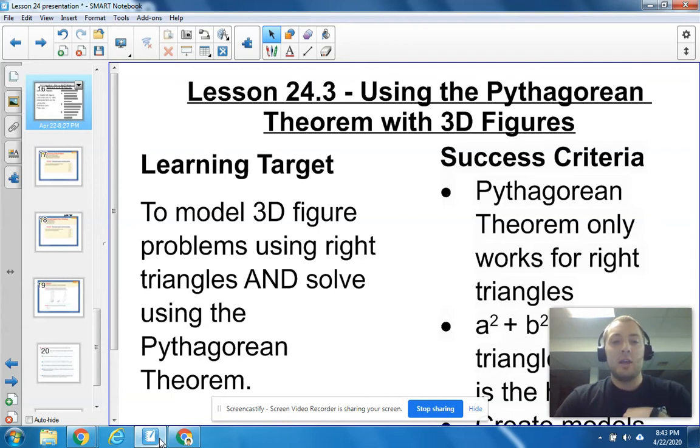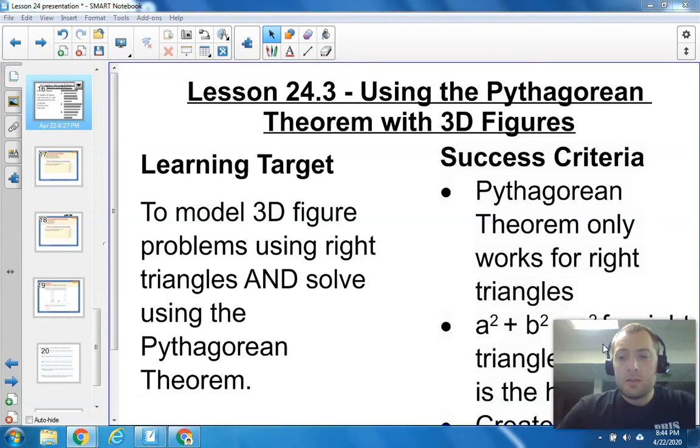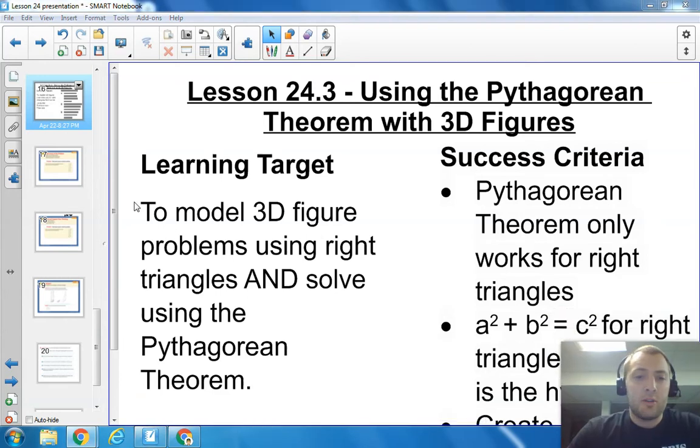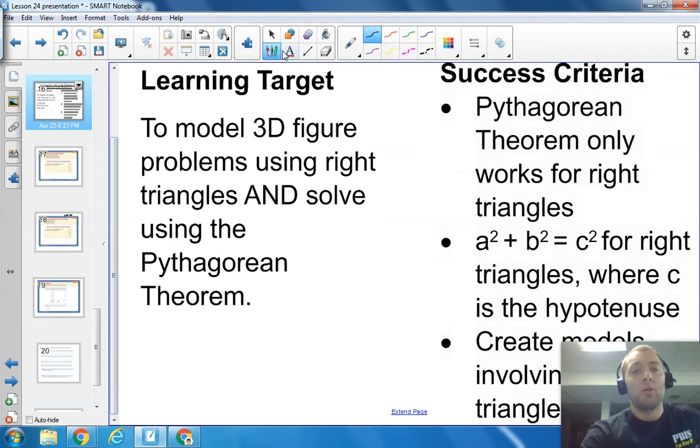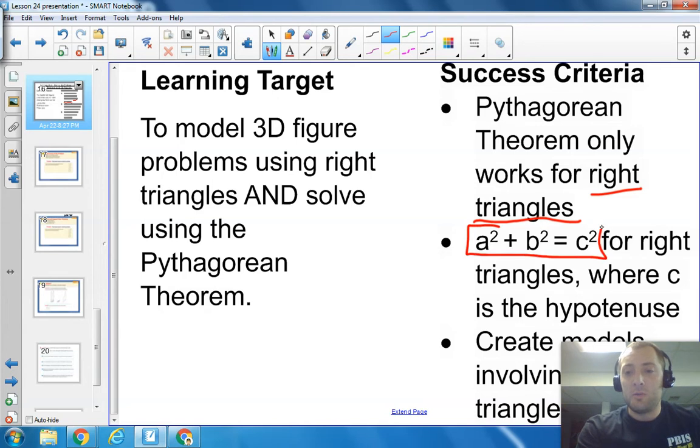Our learning target today is to model 3D figure problems using the right triangles and solve using the Pythagorean theorem. And a couple important things here. One is that if you look at the success criteria, again, the Pythagorean theorem only works for right triangles, only right triangles. It doesn't work for any other type of triangles. And the Pythagorean theorem here is a squared plus b squared equals c squared.